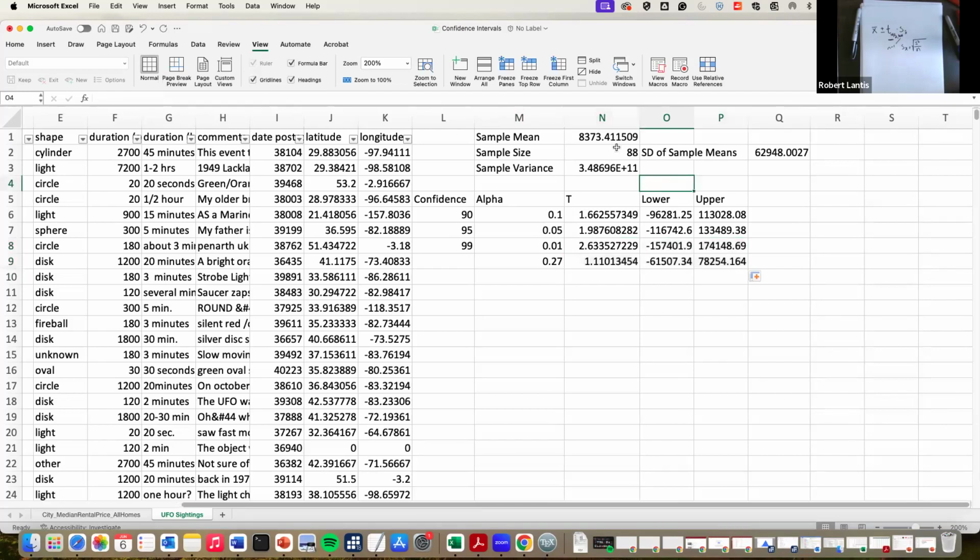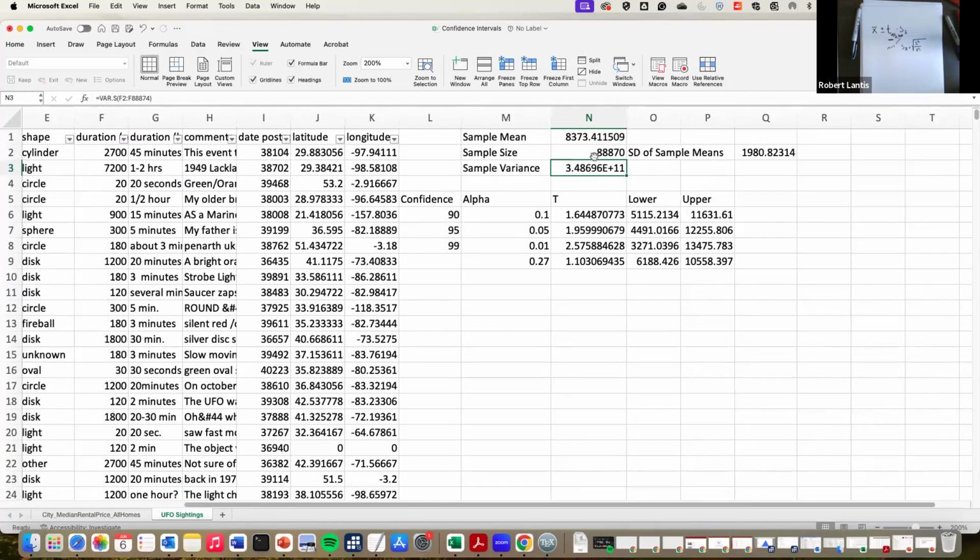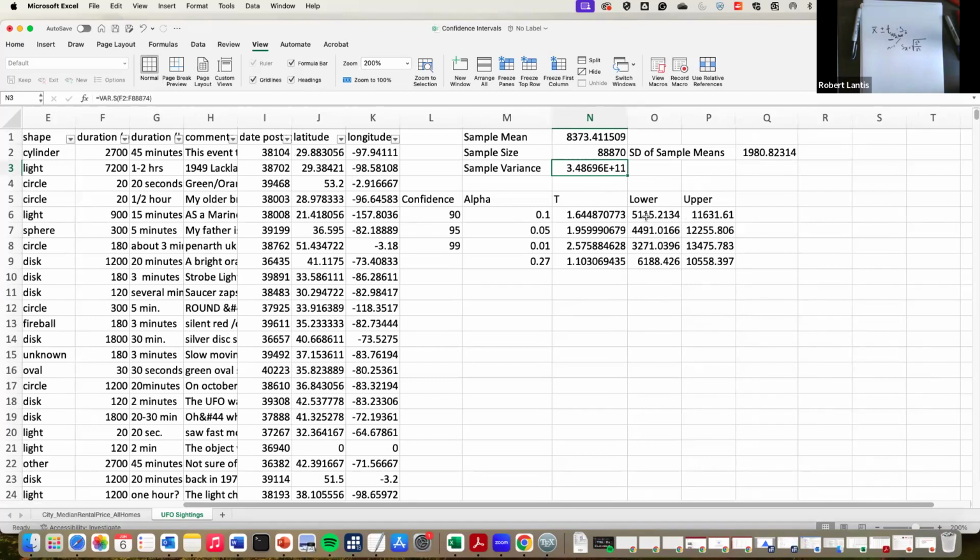Now this is not really helpful if I'm thinking about the length of time of a UFO sighting. How is it negative? Well, remember, we changed the sample size here. So if I use the actual number of observations we had, this looks a little bit more sensible. So on average, with 90% confidence, I can say the length of a UFO sighting is between 5,000 and 11,000 seconds, right?